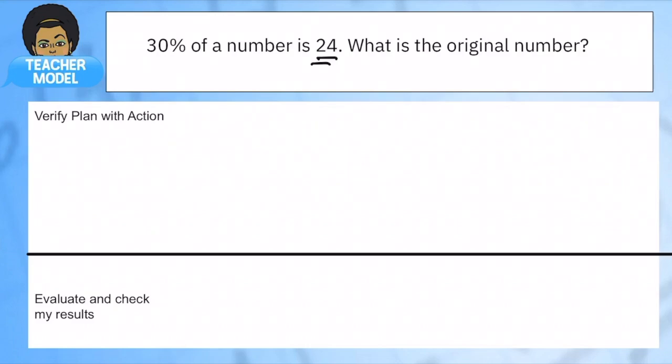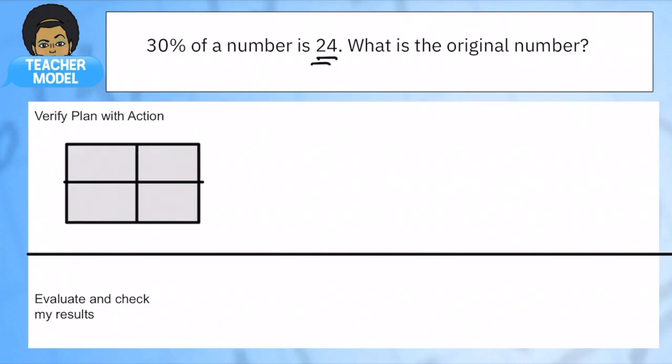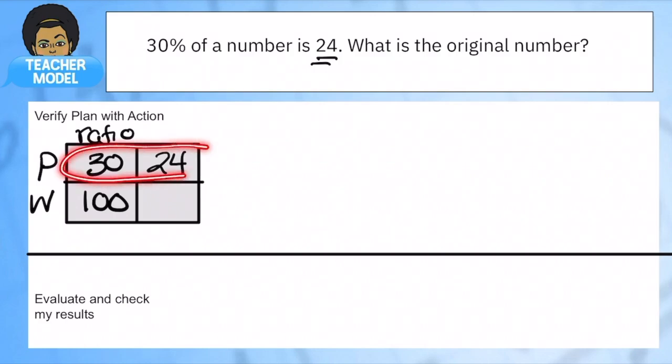And I'm just going to be super intentional putting a line there so I have enough time to write. I want to know what is 30% of the number 24. So again, we have a part to whole ratio. Anytime I see a percent, I know I'm dealing with a part to whole ratio. So here's our ratio, 30 out of 100. And it's telling me 30% of a number is 24. So that 30% is 24. They're on the same line, and I want to know the original number, so I want to know the whole thing on the bottom.